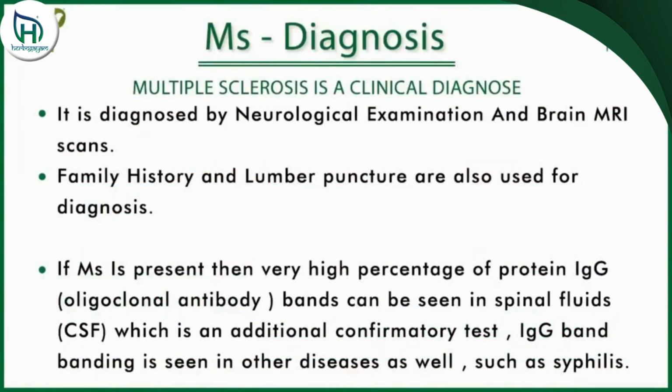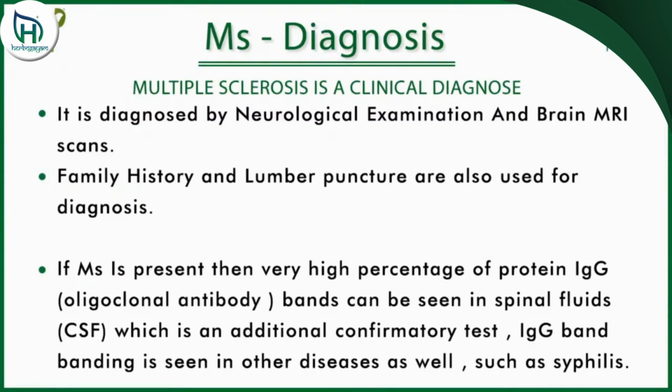Diagnosis is very important here. When a person is being diagnosed for multiple sclerosis, it can be diagnosed by neurological examination and brain MRI scans. Then family history is also taken into account, and lumbar puncture is done.